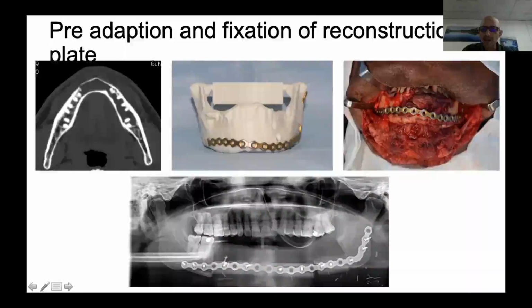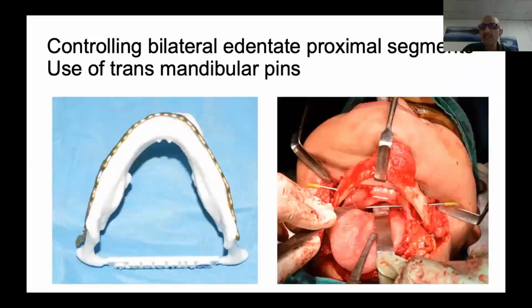What we are doing is that we take 2 millimeter K wires, and those K wires are used to fix the segments of the mandible, and these segments of the mandible are stabilized, and then the resection is done.